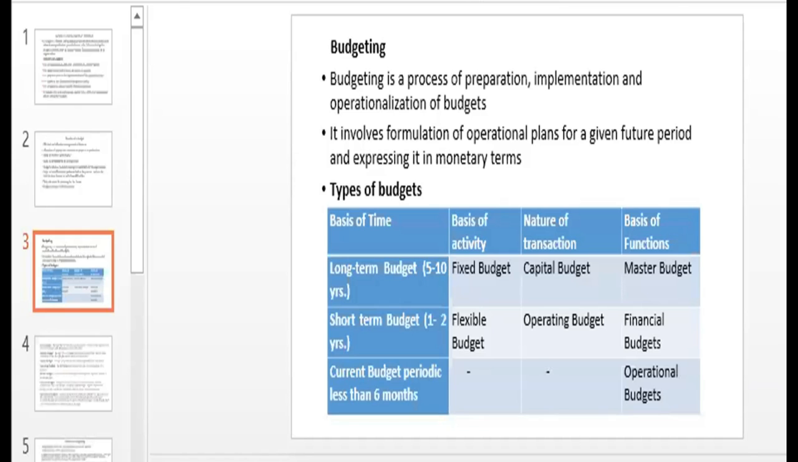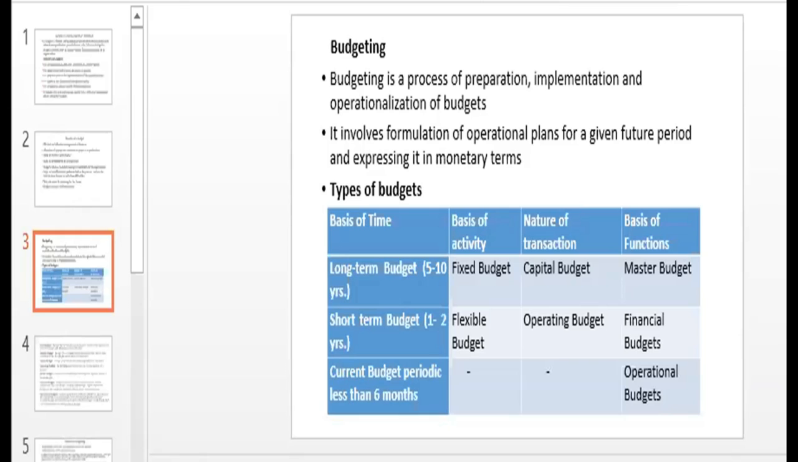Then we have the short-term budgets that run between 1 to 2 years. All right. Then we have current budgets or periodic, less than 6 months. Budgets that are run for as long as 6 months. And we have even those quarterly budgets, all right? Most organizations have even quarterly budgets, but those budgets actually are emerging from the main budget or annual budget, which emerges from the long-term budgets.